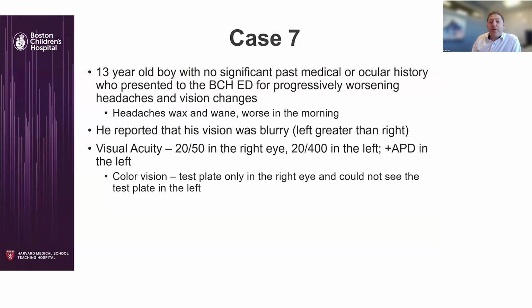So this is a 13-year-old boy who presented to the emergency department with no significant past medical history, but had worsening headaches over the last couple of weeks and sudden vision changes. The headaches waxed and waned and were worse in the morning. His blurry vision was left greater than right. His right eye was 20/50, his left eye was 20/400, and he had an afferent pupillary defect. He could only see the test plate in the right eye and could not even see the test plate in the left eye.